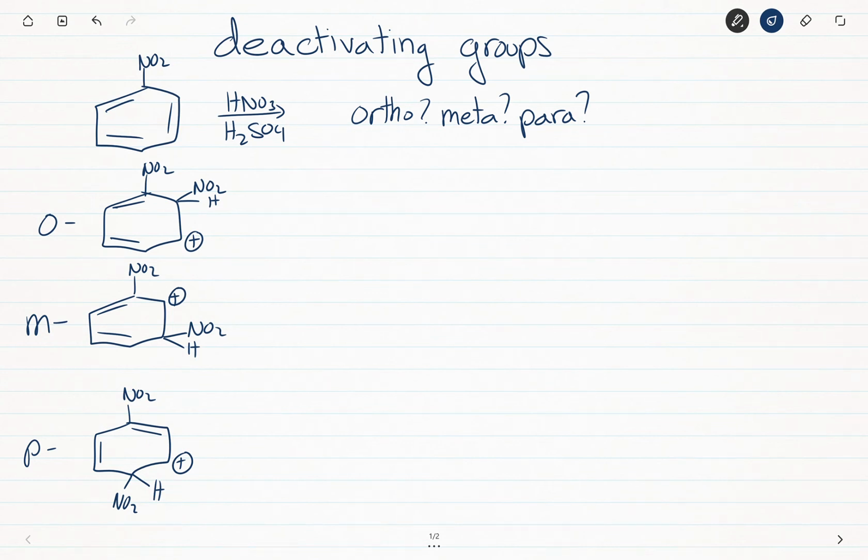Alright, now we have discussed activating groups. Next, we are going to be discussing deactivating groups. Deactivating groups will all slow down a reaction. So they are trying to pull electron density away from the ring, and when the ring is trying to behave like a nucleophile, that is detrimental to doing an EAS reaction. So all deactivating groups slow down a reaction.